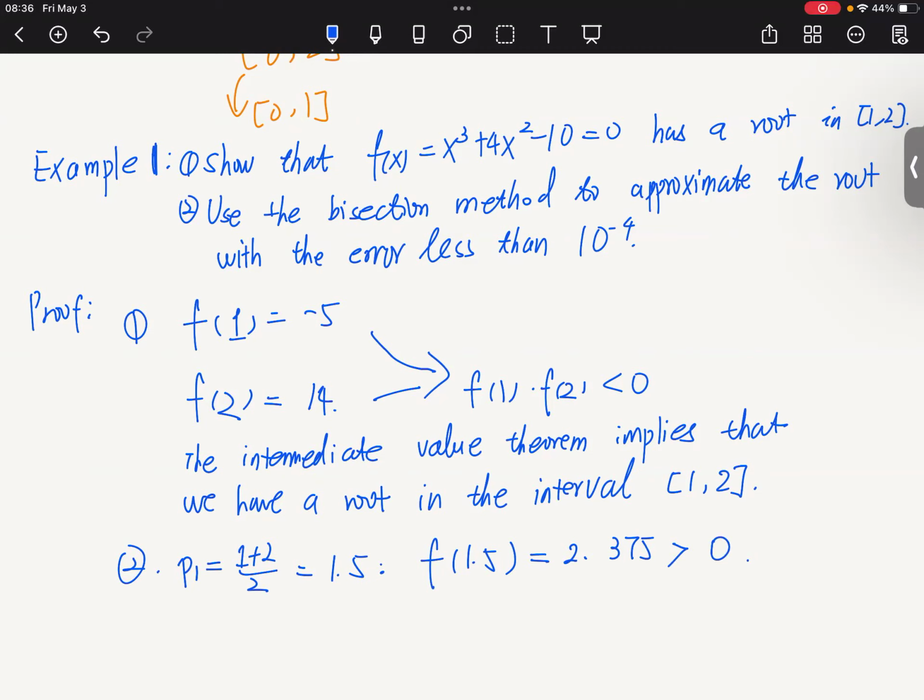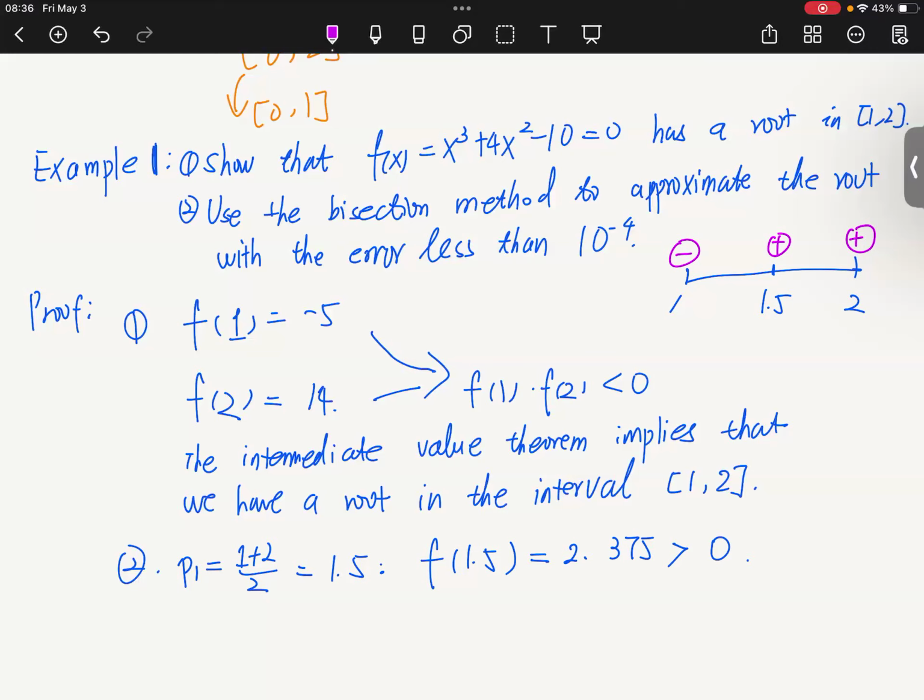And now we want to choose the point. So let me just draw the picture here. This is 1, and this is 2, and this is 1.5. At the very beginning, this one has the negative sign, and this one has the positive sign. And now I get a positive sign for this middle value. So now I'm going to choose the opposite sign here, which means that I choose this to be my left endpoint, and this one is the right endpoint for the next iteration.